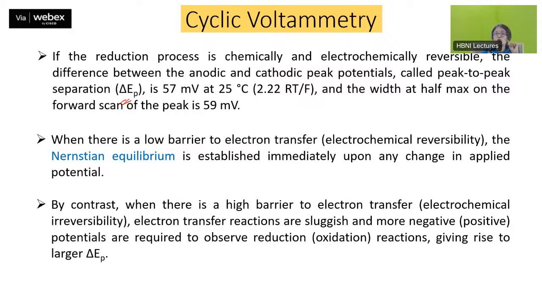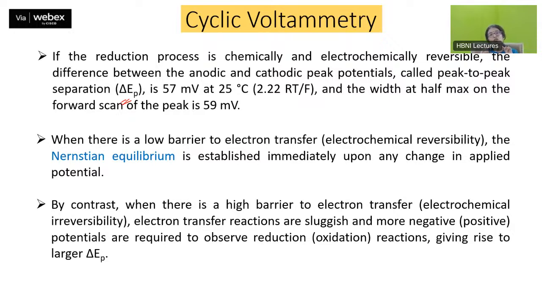But whenever there is a low barrier to the electron transfer, that is, there is electrochemical reversibility, the Nernstian equilibrium is established immediately when you apply any change in the applied potential. But whenever there is a high barrier to the electron transfer, so here electrochemical irreversibility comes into the picture, then the electron transfer reactions are going to be sluggish and more negative potentials are required to observe the reduction or the oxidation reactions. This will give rise to a very large EP value, or the peak-to-peak separation is going to increase the moment there is an electrochemical irreversibility in your reaction.